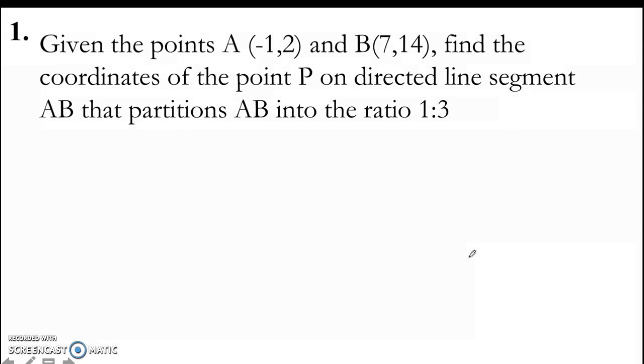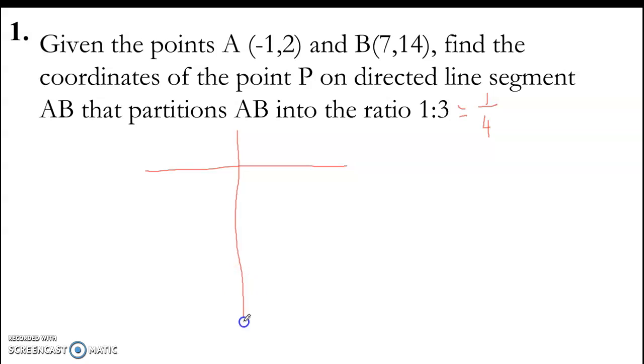Now, let's look at this example. It says, given that the points A and B are blank and blank, find the coordinates of P, and it's given the ratio is 1:3. Let's change this into a fraction. So this is 1/4 because 1 plus 3. Now I'm going to show you these 2 methods.